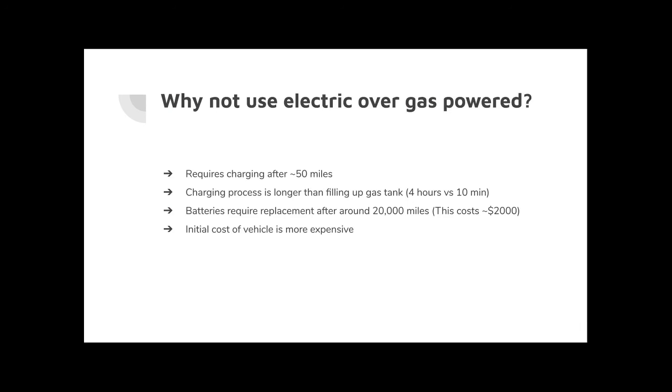Electric vehicles also require that the batteries be replaced after around 20,000 miles. There's also the initial cost of the vehicle, which is more expensive for electric vehicles over gas-powered vehicles. But overall, the cost of energy is much cheaper than gas prices.